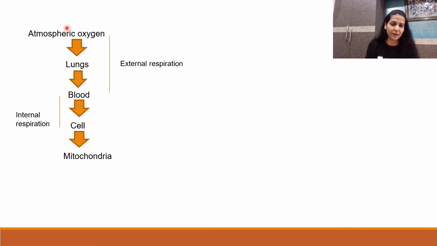Now, let us, with the help of a flowchart, try to understand what actually happens. This is atmospheric oxygen. This air enters your lungs. From the lungs, it enters into the blood, and blood carries it to each and every cell of the body, right? So the atmospheric oxygen from lungs to blood is known as external respiration. From blood to cells is known as internal respiration. Inside a cell, it goes to the mitochondria, and mitochondria combines it with glucose to make ATP and carbon dioxide. Now this part is cellular respiration.